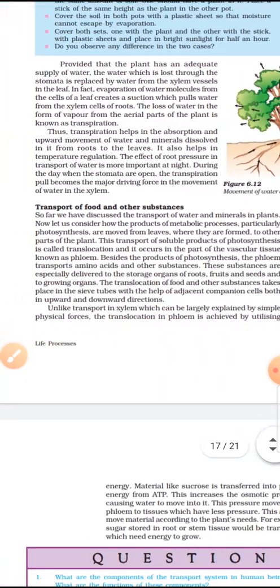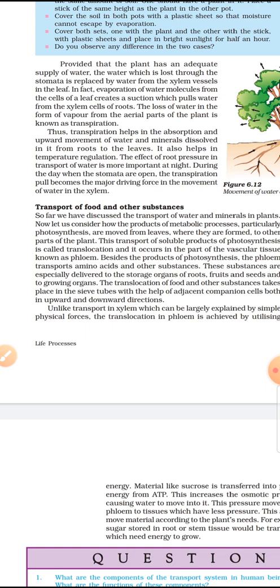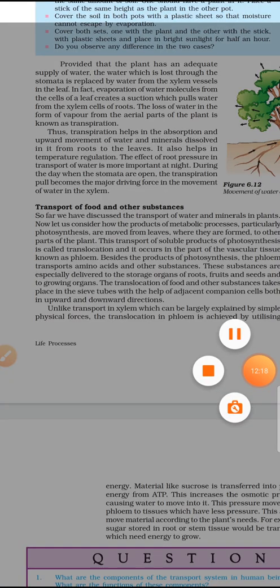Now they are talking about transport of food and other substances. Now till now we have done with xylem. Now comes phloem. Okay, xylem is carrying water and ions. Now the food which is prepared, that food also we need to transport. So that is transported by phloem. Okay, let's see.